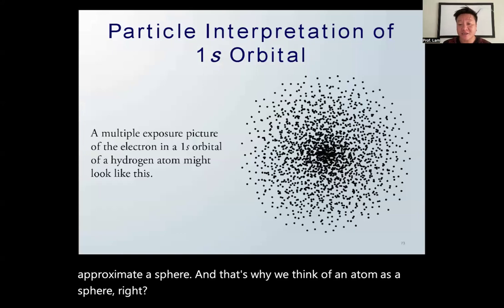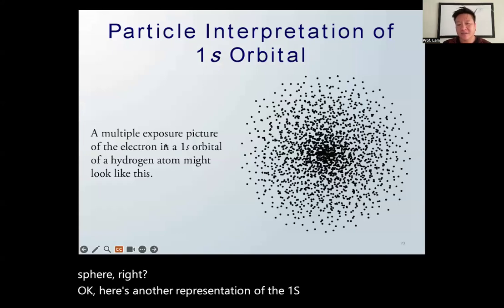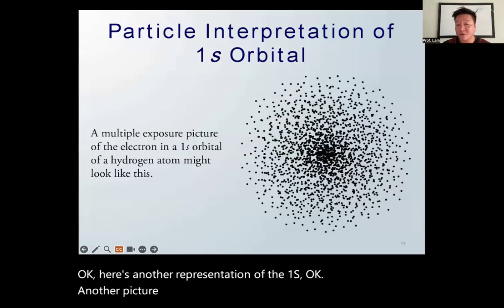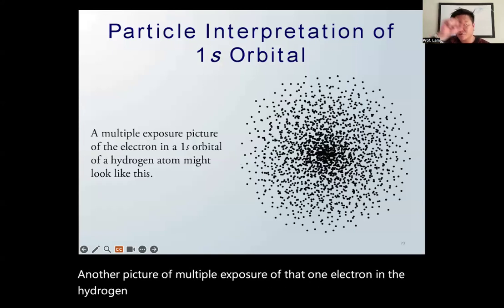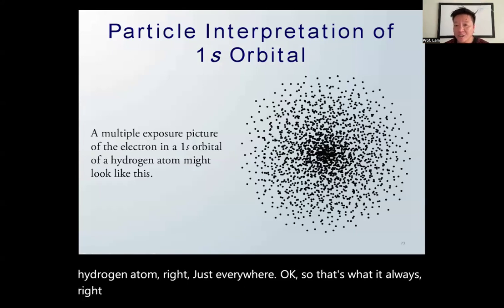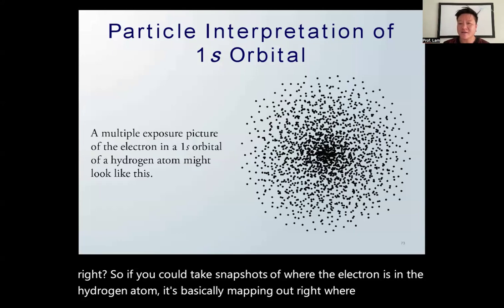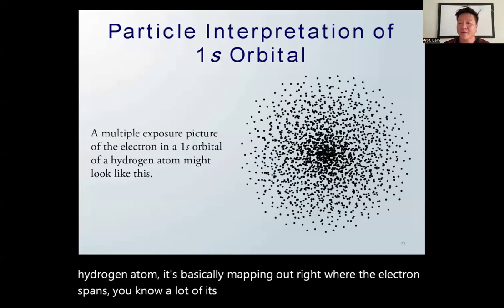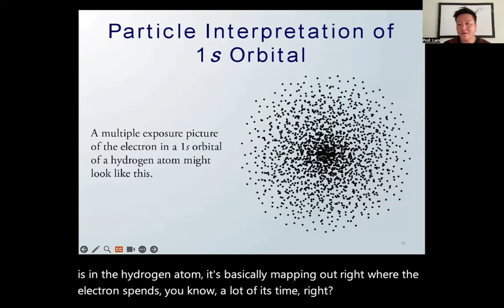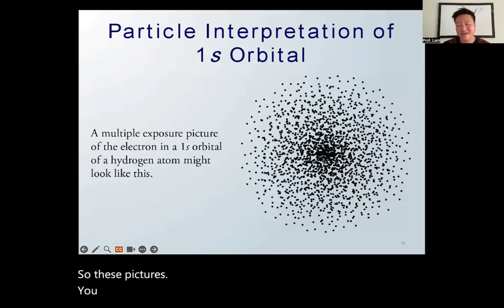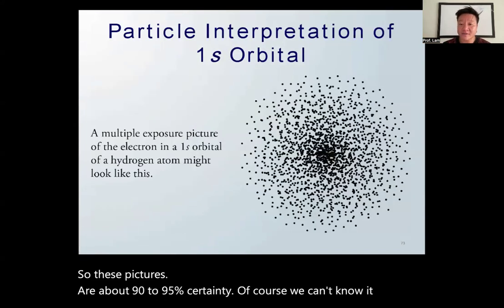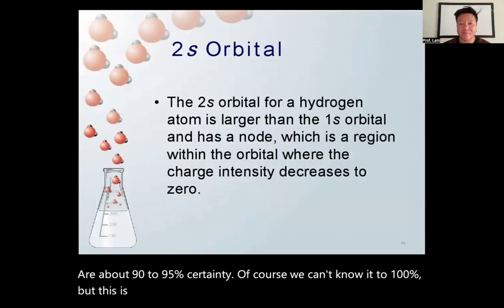Okay, here's another representation of the 1s. Another picture of a multiple exposure of that 1 electron in the hydrogen atom, just everywhere. Okay, so that's what an orbital is. It's like if you could take snapshots of where the electron is in the hydrogen atom, just basically mapping out where the electron spends a lot of its time. So these pictures are about 90 to 95% certainty. Of course, we can't know it to 100%, but this is that probability, right?